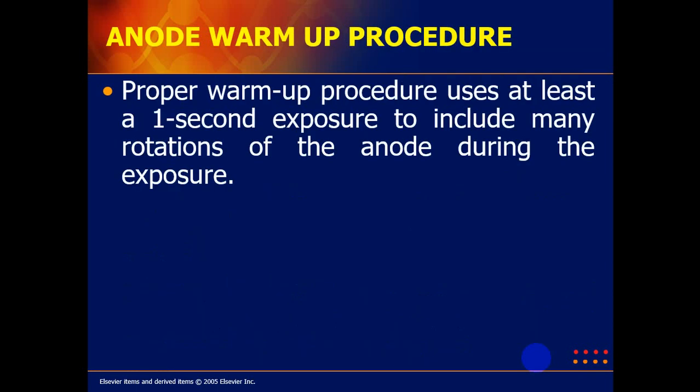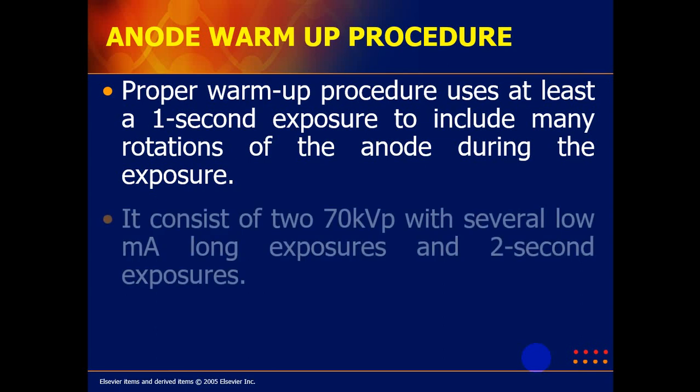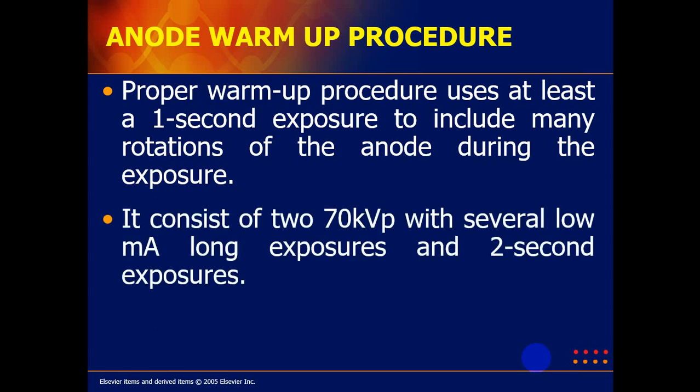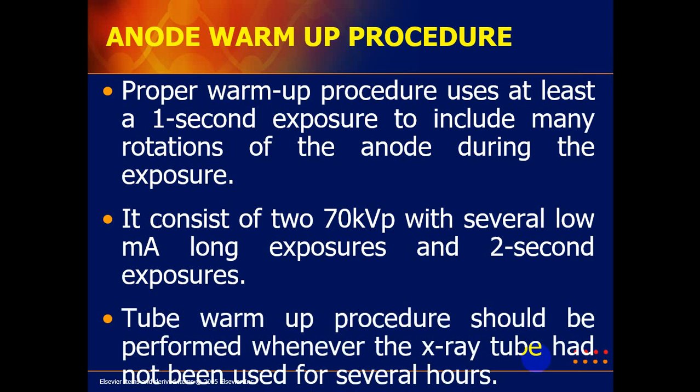So how do we perform the anode warm-up procedure? A proper warm-up procedure uses at least a 1-second exposure to include many rotations of the anode during the exposure. It consists of 70 kVp with several low mA long exposures and 2-second exposures. The tube warm-up procedure should be performed whenever the X-ray tube has not been used for several hours.